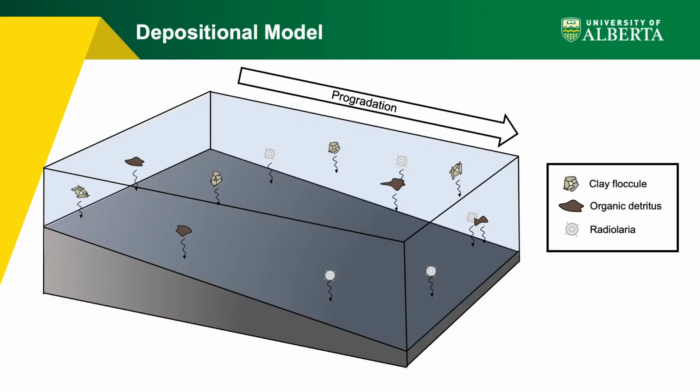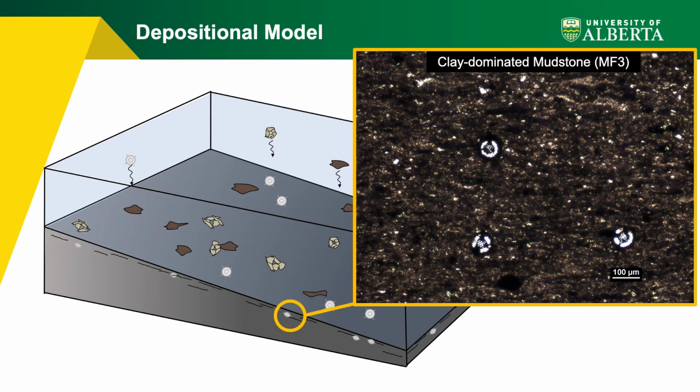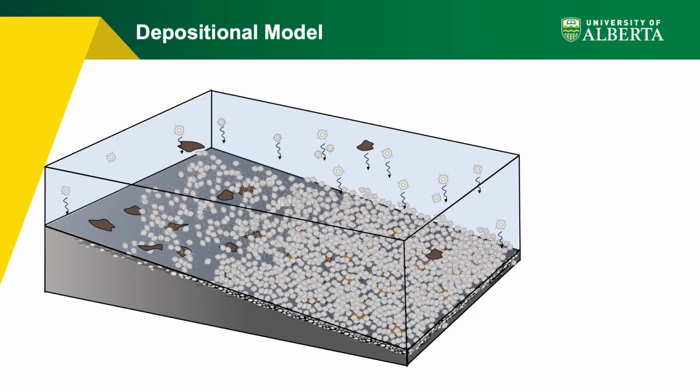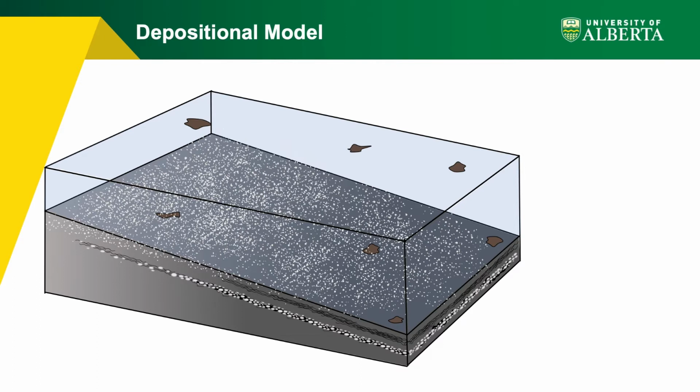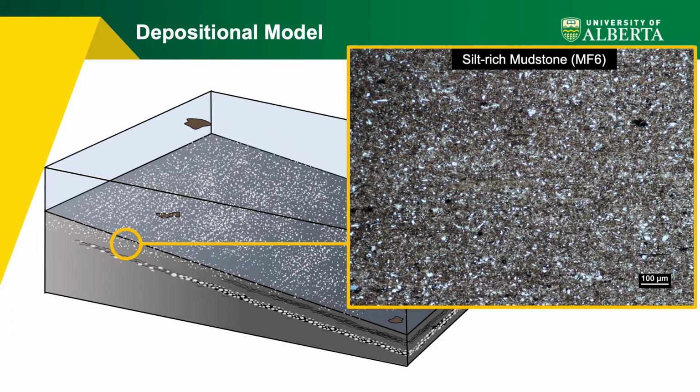So, if we were to envision a hypothetical prograding depositional profile for the Horn River Group mudstones, it would go something along the lines of this. First, suspension settling and accumulation of clay floccules, organic detritus, and microfossils, leading to the formation of our clay-dominated microfacies, or microfacies 3. Next, a proliferation event might result in the accumulation of abundant radiolarians, resulting in our radiolarian-rich mudstone. Next, we're getting a little proximal, so we have more silt coming in, so deposition of silt, clay, and still organic matter. So we get accumulation of our silt-rich mudstones.